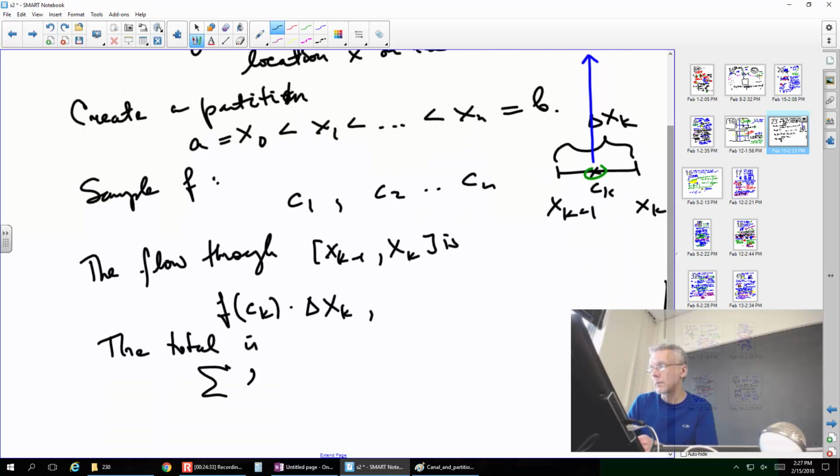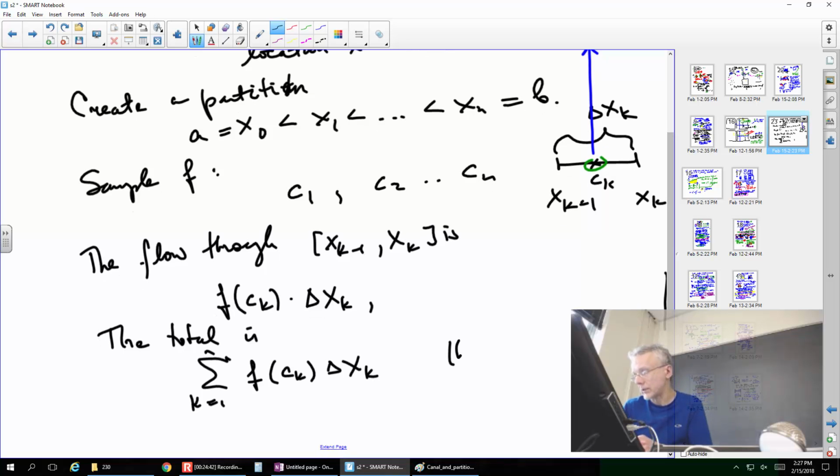Sum of f of c sub k delta x_k, k from 1 to n. Okay, then the Riemann sum of f. Okay, and finally, this is all good for approximations, by the way.